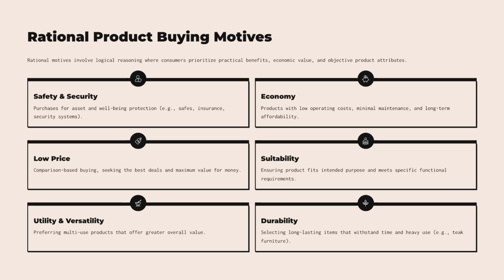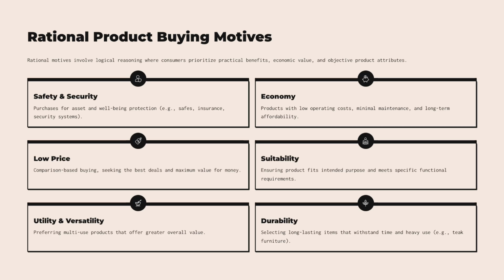Now, what happens when a buyer thinks consciously and logically? We call them rational product buying motives. Here, the head rules the heart. Safety or security is a major rational driver. People buy iron safes to protect cash or vitamins to protect health.